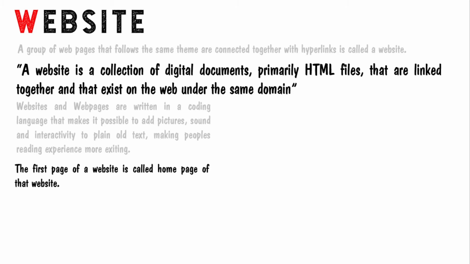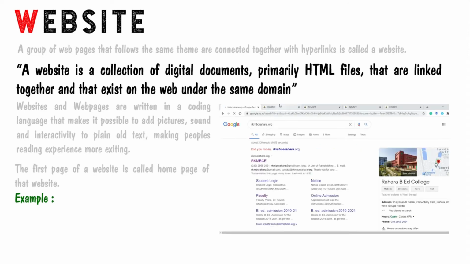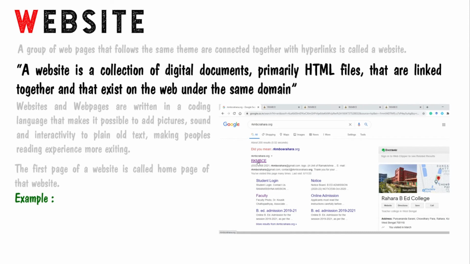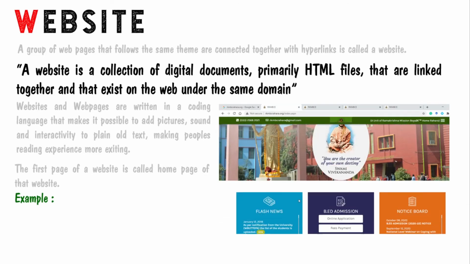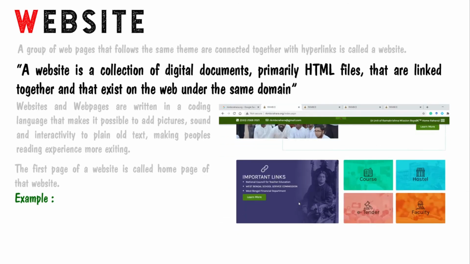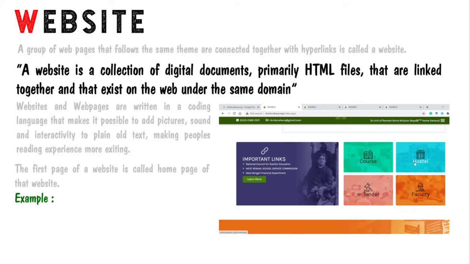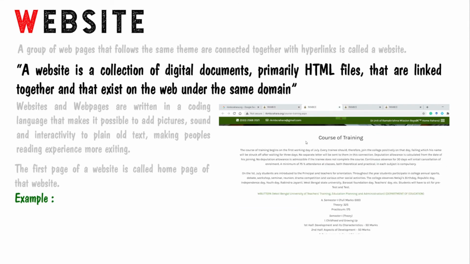The first page of a website is called the home page of that website. For example, if we search our college official website in Google, the first result shows the title tag, and the text below it is the meta description tag, usually used in search results. If we click on the link, we can see our website and this is the first page, and it's a home page. If we scroll down and click any of the links, that is course, hostel, faculty, etc., we will then go to that particular web page.